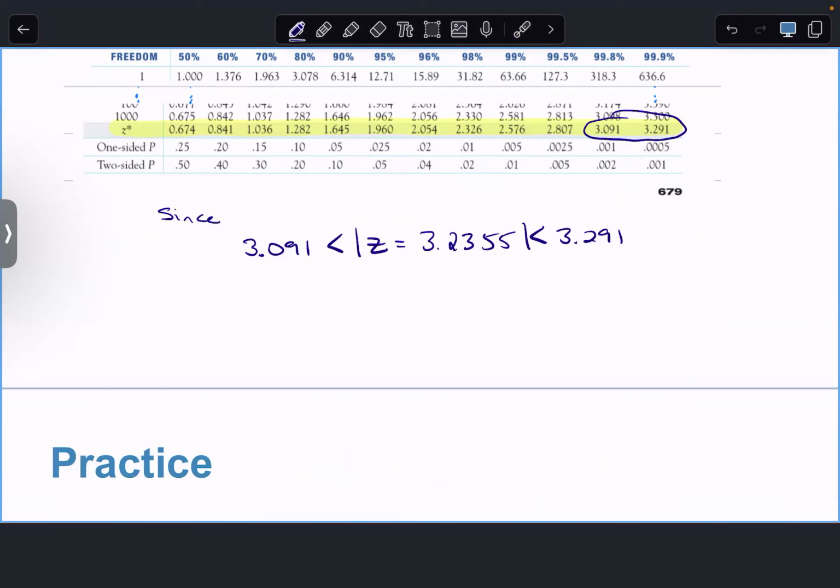So the one-sided p-value is going to be between these two numbers, but they decrease as you move further and further out into the tail. So then I switch the order because I like to just keep my inequalities the same. So 0.0005 and 0.001. So my p-value is very, very small.